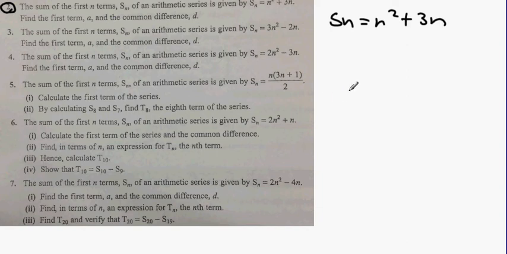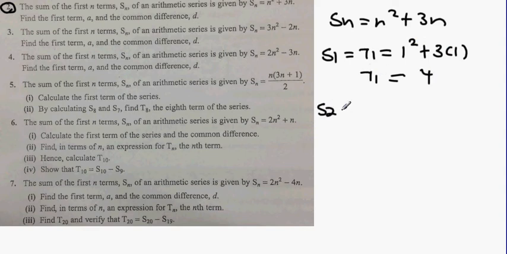So what we've got to remember is that we can put in S1. S1 is the same thing as T1, which is the same thing as 1 squared plus 3 times 1. And what that will give me is 1 plus 3 is 4, so T1 is 4.